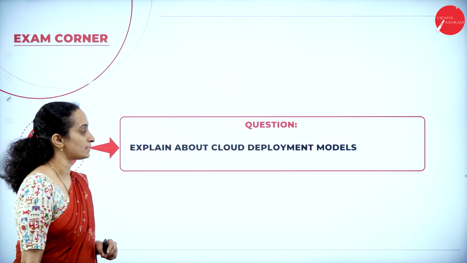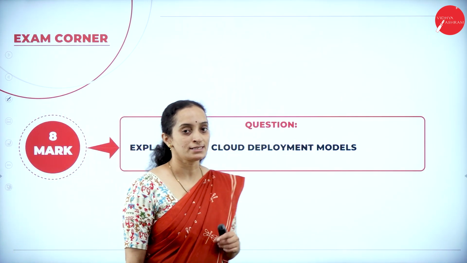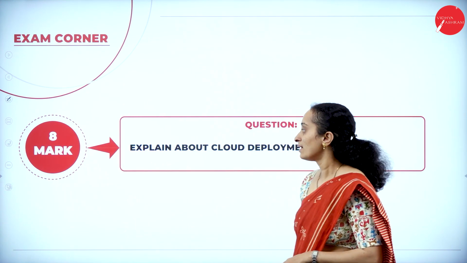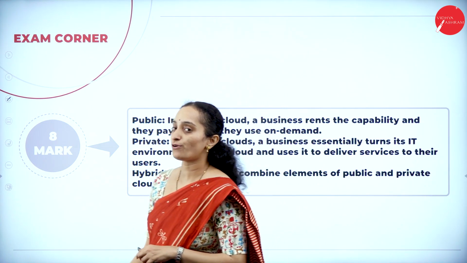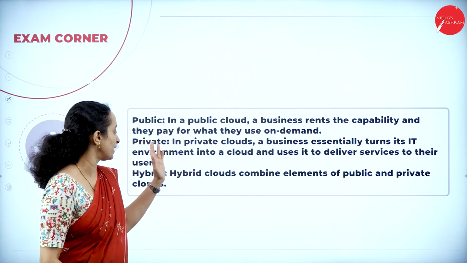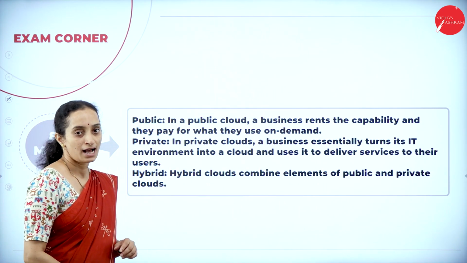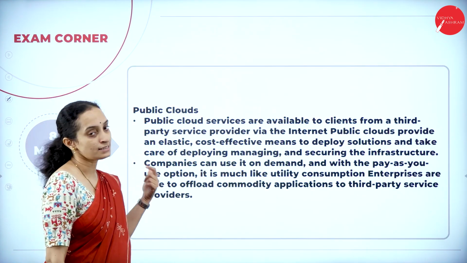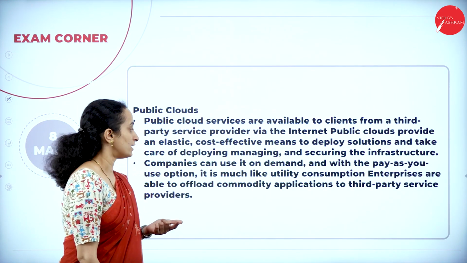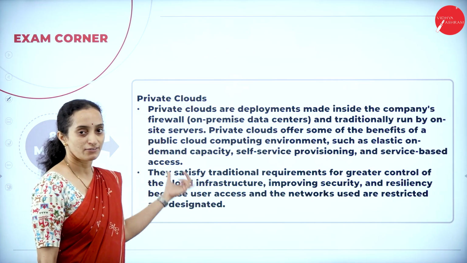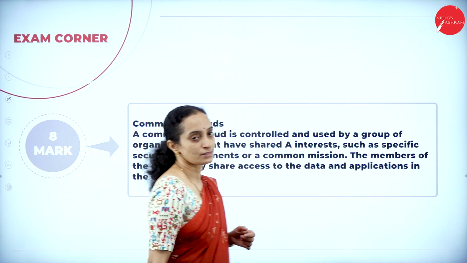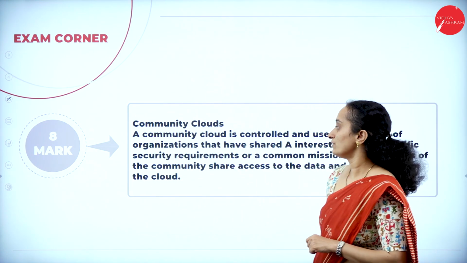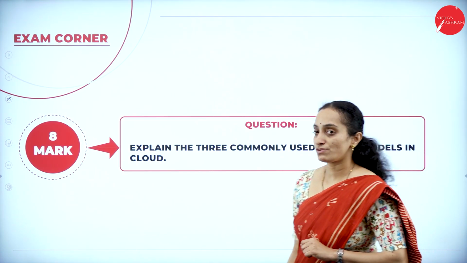The next question is the deployment models, cloud deployment models, where they are deployed. In this, you'll be having 4 categories, that is public, private, and hybrid. And another one is community cloud. You can give the explanation for each of it. Okay, so this is the community cloud. You can add that one.